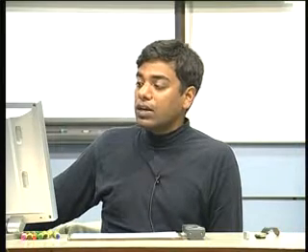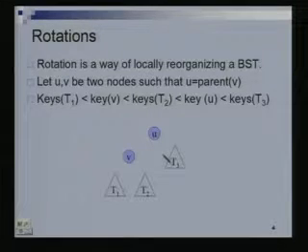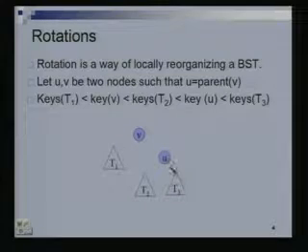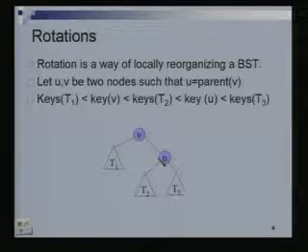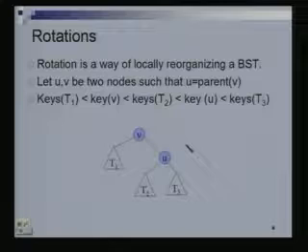T1 earlier was to the left of V. It remains to the left of V. T3 was to the right of U, if you remember. T3 remains to the right of U, T1 remains to the left of V, but T2 moves from being to the right of V to the left of U. It is now the left child of U. Everyone follows this, what a rotation is. Now let us see how we will use these rotations to do our insertion.